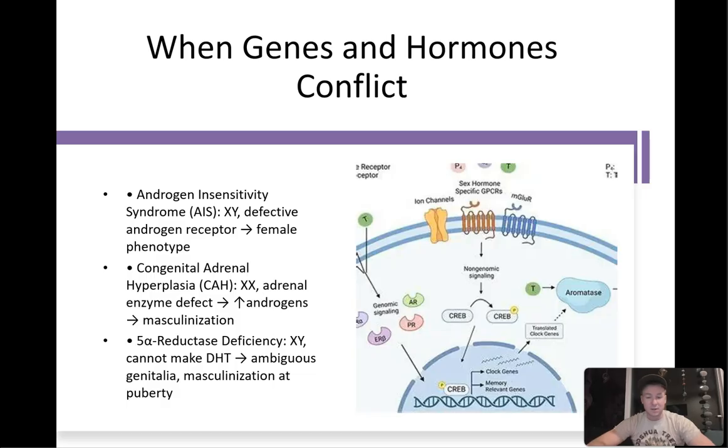In congenital adrenal hyperplasia, CAH, in XX individuals, adrenal glands produce excessive androgens, leading to masculinization of the external genitalia. Another example is 5-alpha reductase deficiency, where XY individuals can't convert testosterone to DHT. They're often born with ambiguous genitalia, but masculinize at puberty when testosterone levels rise. These cases illustrate how precise coordination between genes and hormones is critical to normal development.